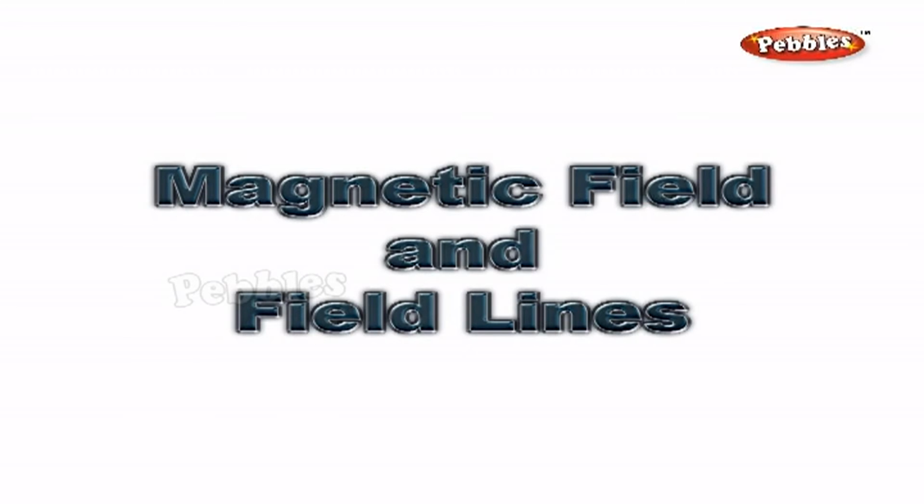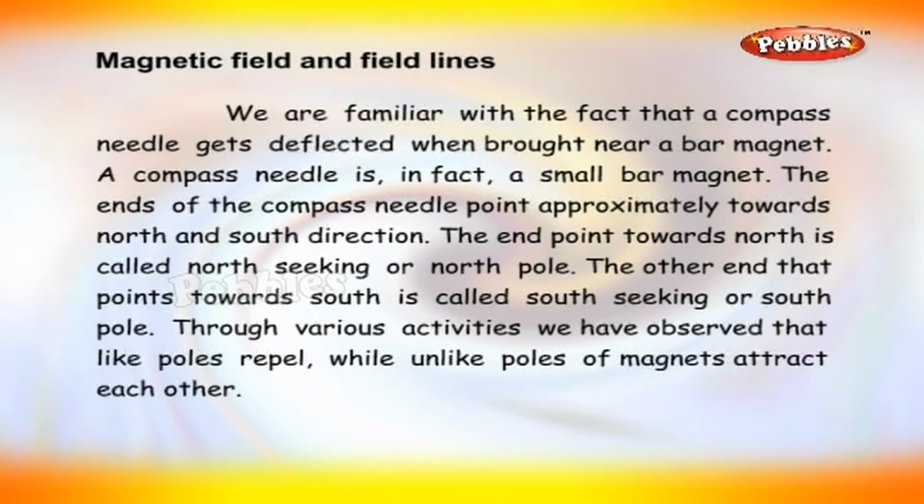Magnetic field and field lines. We are familiar with the fact that a compass needle gets deflected when brought near a bar magnet. A compass needle is, in fact, a small bar magnet. The ends of the compass needle point approximately towards north and south direction. The end pointing towards north is called north-seeking or north pole. The other end that points towards south is called south-seeking or south pole. Through various activities, we have observed that like poles repel, while unlike poles of magnets attract each other.